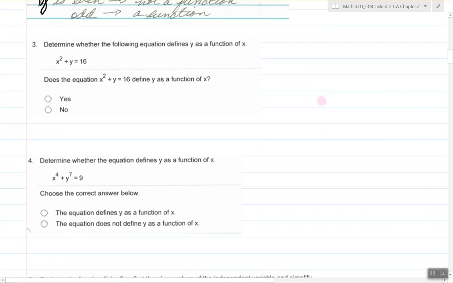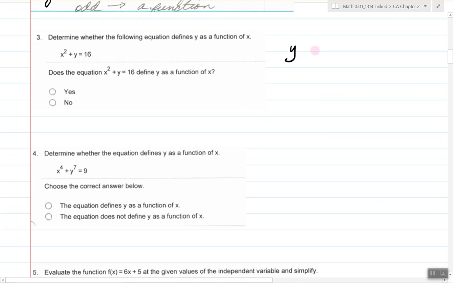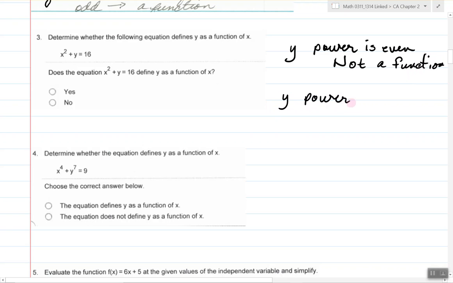All right, so remember, we're going to check y. If the power is even, then not a function. Look at y. If the power is odd, it is a function. All right, so in this one, we look at the power of y. The exponent is a 1. That means that yes, this is a function.